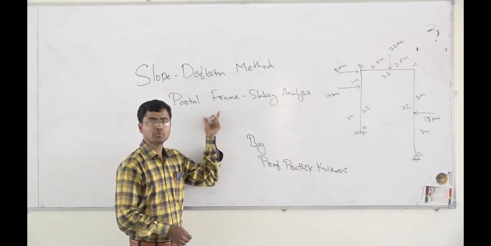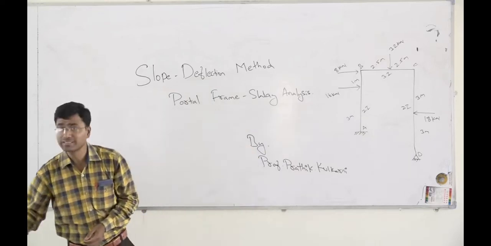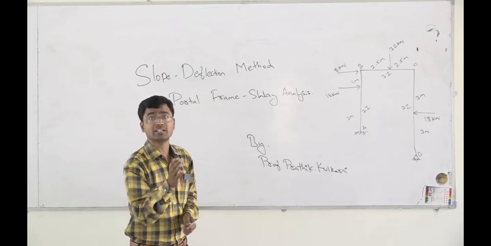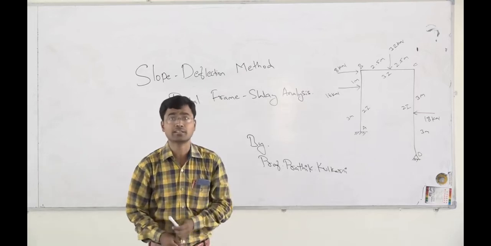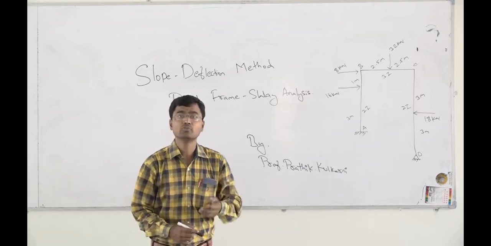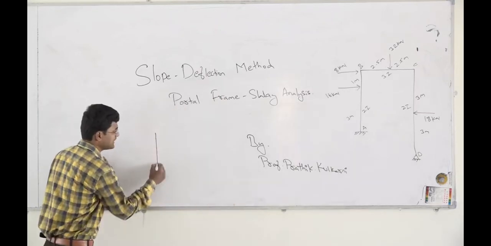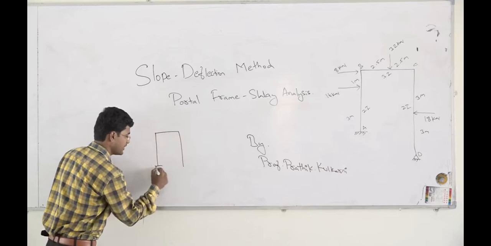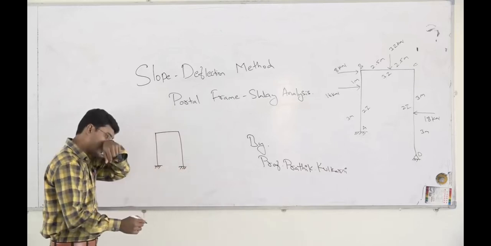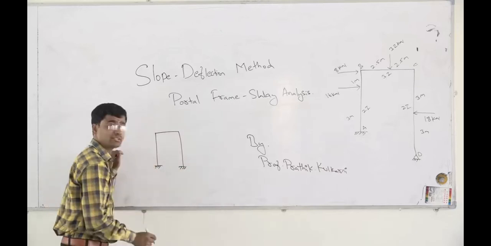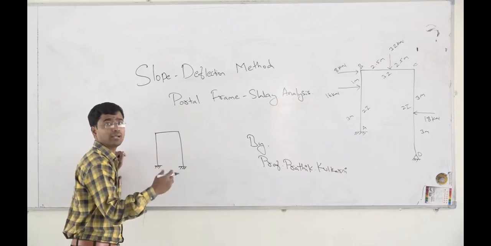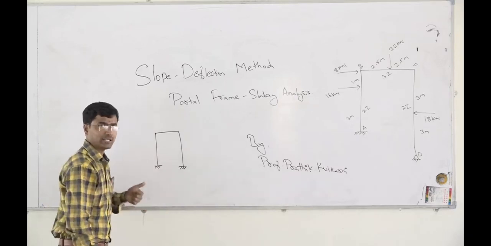Now, in a portal frame, you have to remember whether it comes under your sway analysis or it will not come under your sway analysis. How will we come to know that it is going to come into sway analysis? Let us consider any frame. If you consider this as a frame, can we tell that this frame comes under a sway analysis or a non-sway analysis? How can we see that?